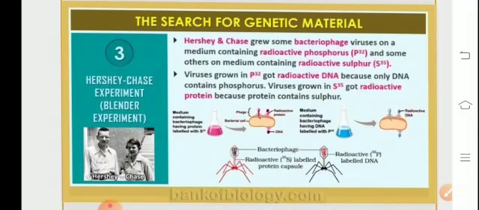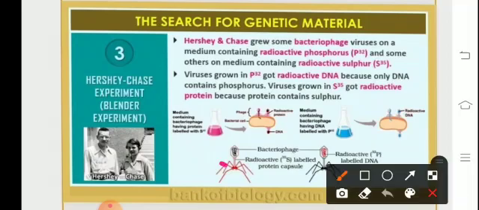Hershey and Chase experiment, which is also referred to as the blender experiment. Hershey and Chase grew some bacteriophages. The T2 bacteriophage was infected to E. coli, that's Escherichia coli. They were grown separately on two different media, one which contained radioactive phosphorus, that was P32, and one which was labeled with radioactive sulfur, that is S35. Phosphorus is a component of DNA and sulfur is a component of proteins. So the viruses grown in P32 got radioactive DNA because DNA contains phosphorus, and the ones grown in S35 got radioactive protein because protein contains sulfur.